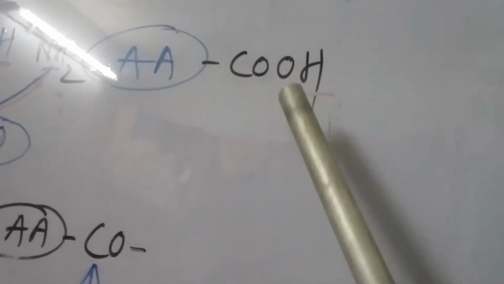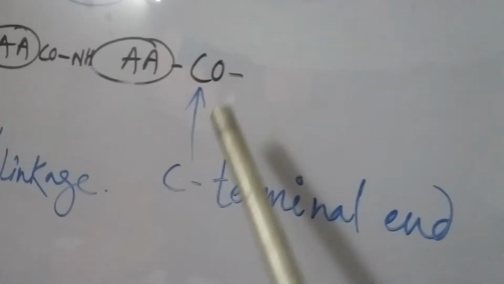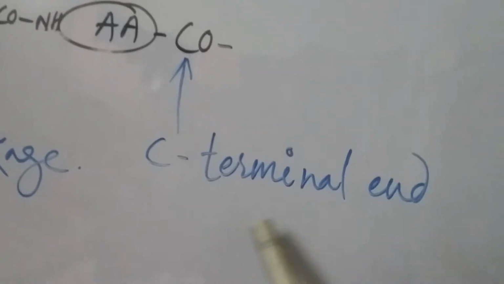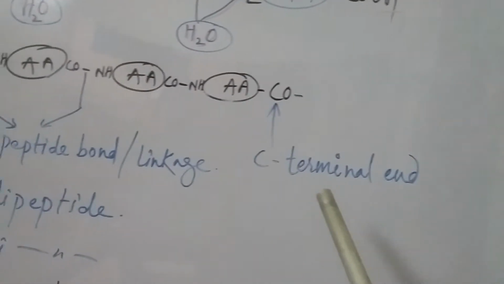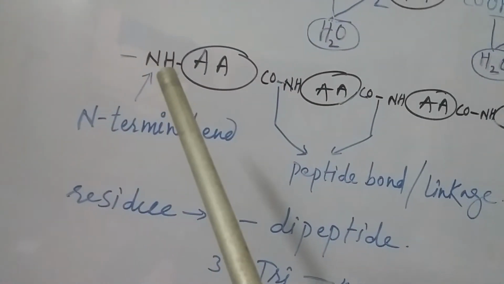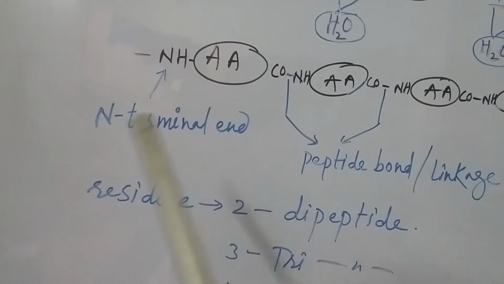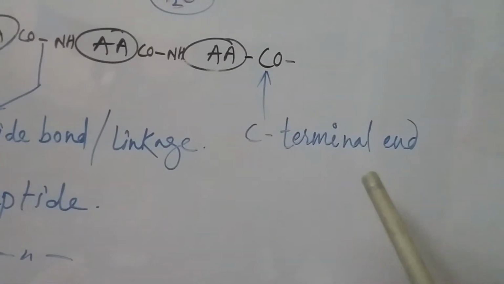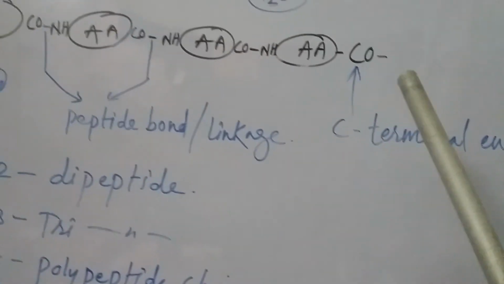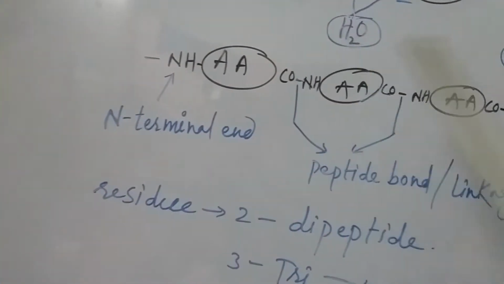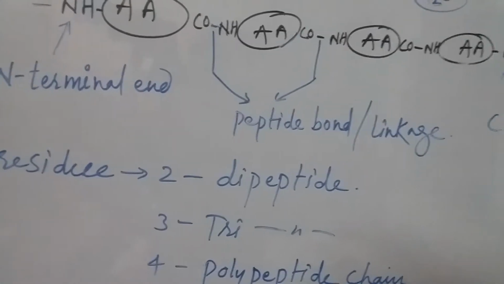And at another end, it consists of one more group, a CO group, as a free group, and that end is called the C terminal end. At the C terminal end, the CO group will be free, and at the N terminal end, the NH will be free. This is called the N terminal end in the chain, this is called the C terminal end in the chain, and every new amino acid can bind on either side of this chain to join it.